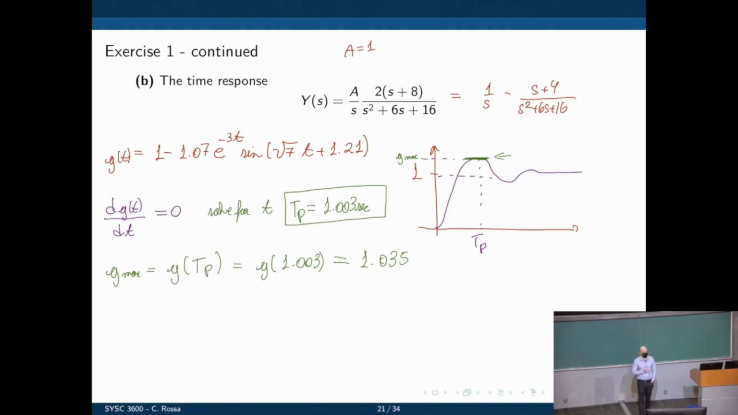And now what is the percent overshoot? The percent overshoot is how much we exceed the final value. The final value here is 1. So we can calculate the percent overshoot as the maximum value of the function, 1.035, minus the final value, divided by the final value, times 100. And this is 3.5%.